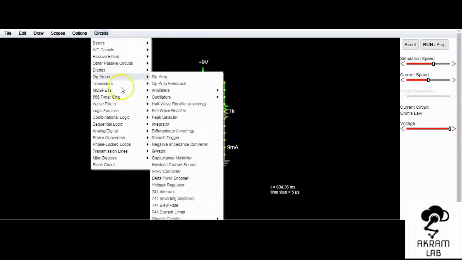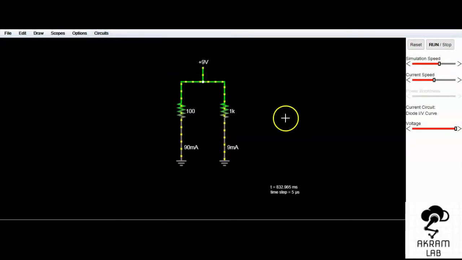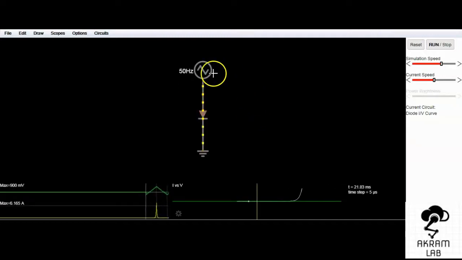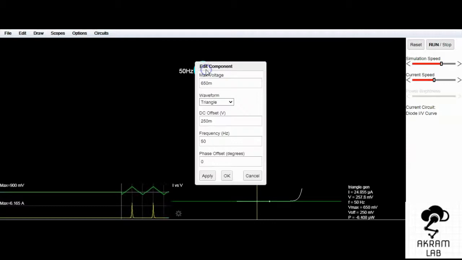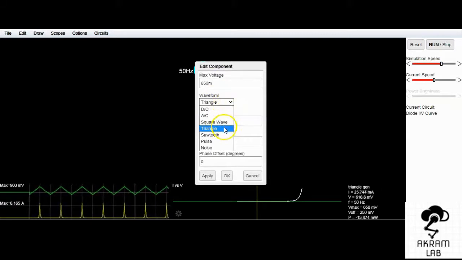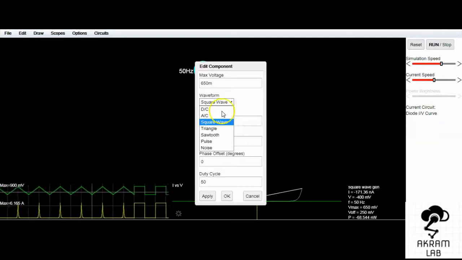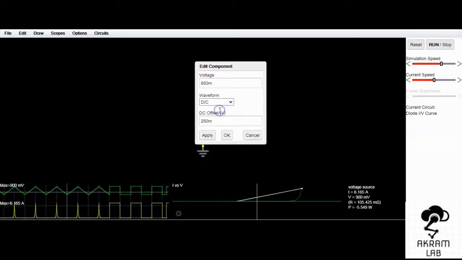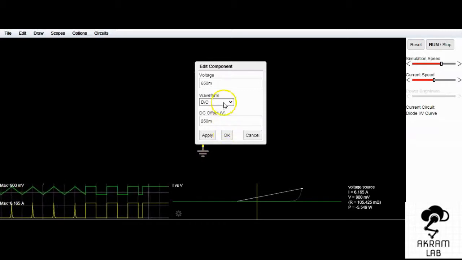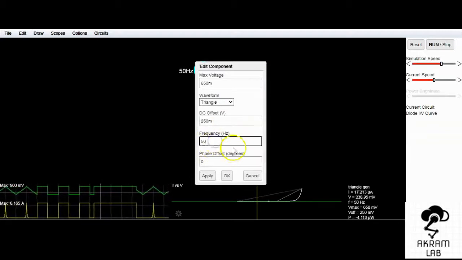Let me show you another very good example, which is of a diode. Let's see the IV characteristics of a diode. This is a PN junction diode. Here you can see that the maximum voltage is 650 millivolt, and the waveform is a triangle. You can change the waveform also. If you want to change the triangle to a square wave, you can change it, and if you want to change the waveform to DC, you can also change the value. Let's just keep it to the triangle, and the frequency is 50 hertz.